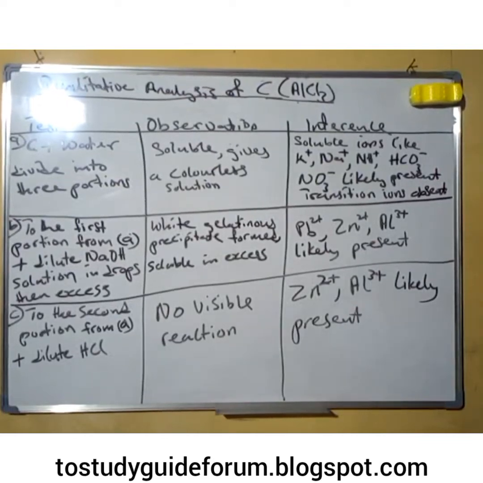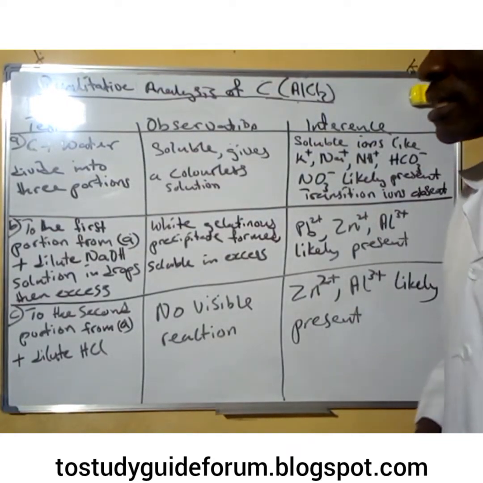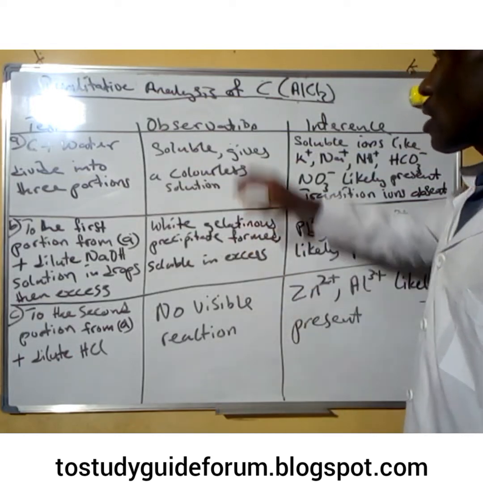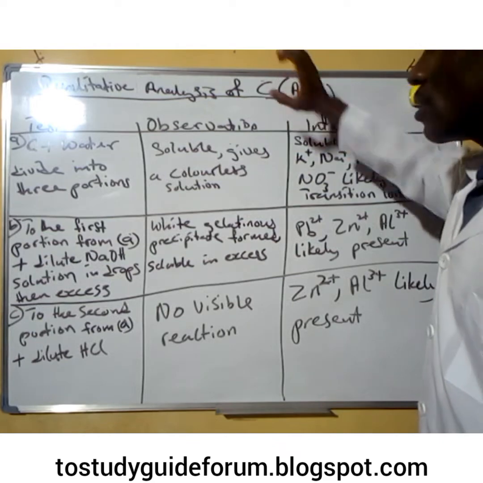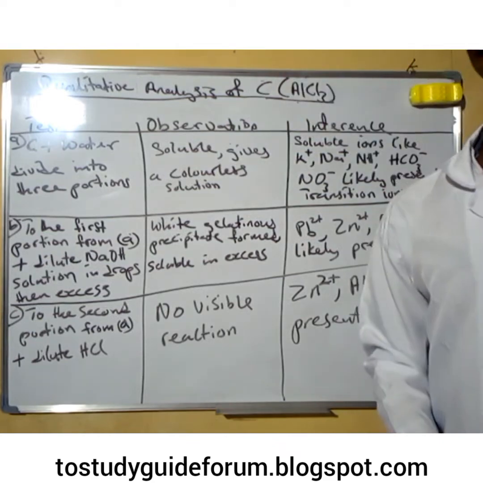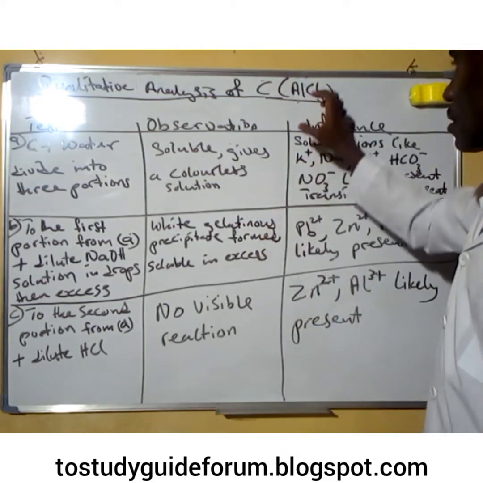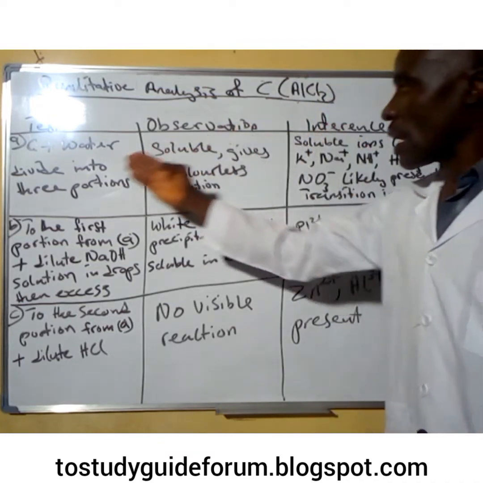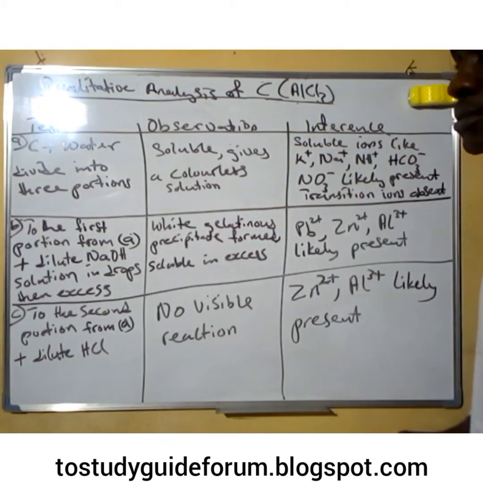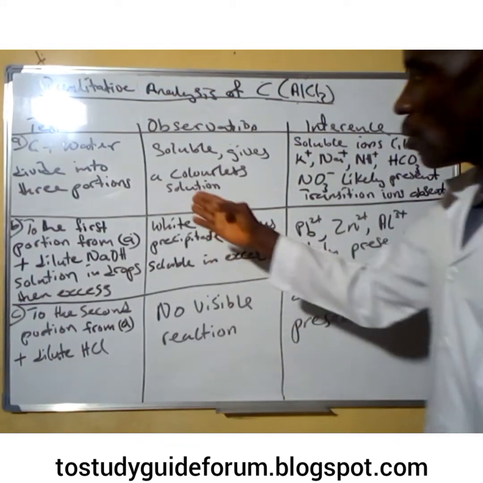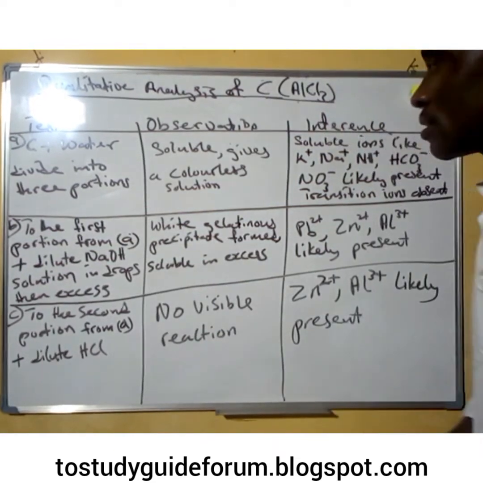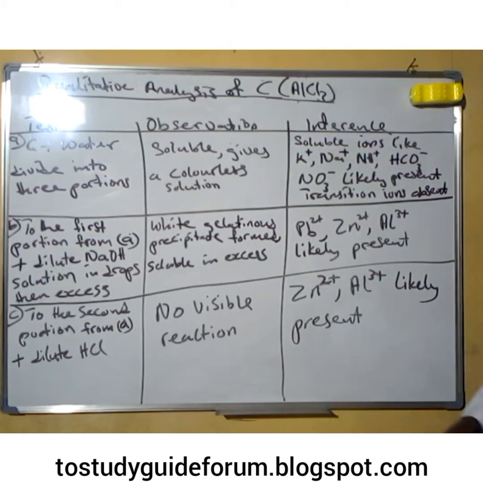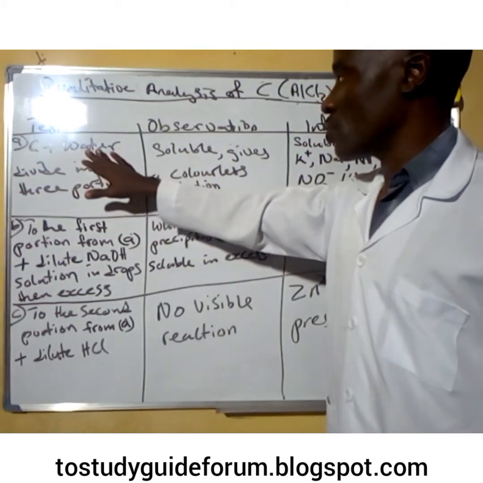Hello everyone, welcome to another exciting period in our class, and today we're going to look at qualitative analysis of C. C is a compound that contains aluminium chloride. So we want to analyze the compound to know if exactly it has aluminium chloride. Based on that, what we do here is first to check the solubility.